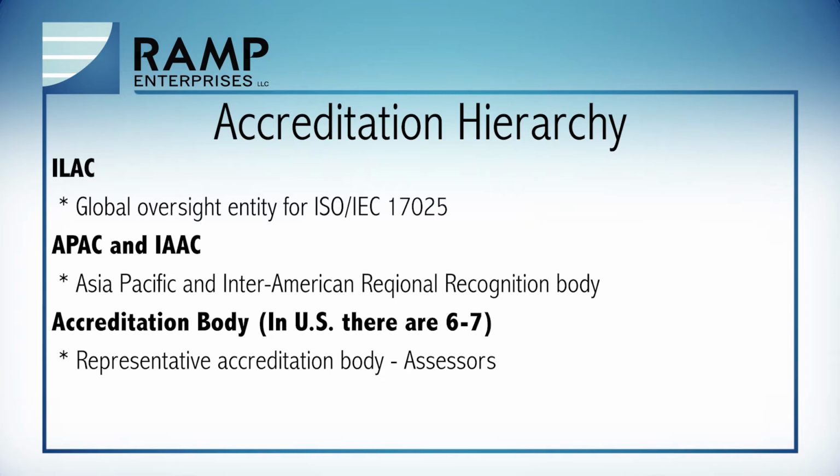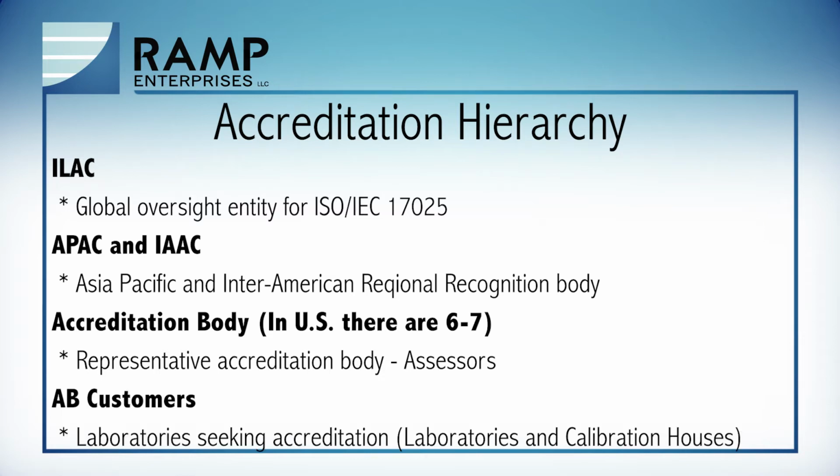In the United States, there are approximately 6 to 7 accreditation bodies. And these are your assessors. These are the folks that come in and audit your company. And then we have you, the customers. You're considered the accreditation body customers. These are laboratories seeking accreditation, either straight laboratories or calibration houses.